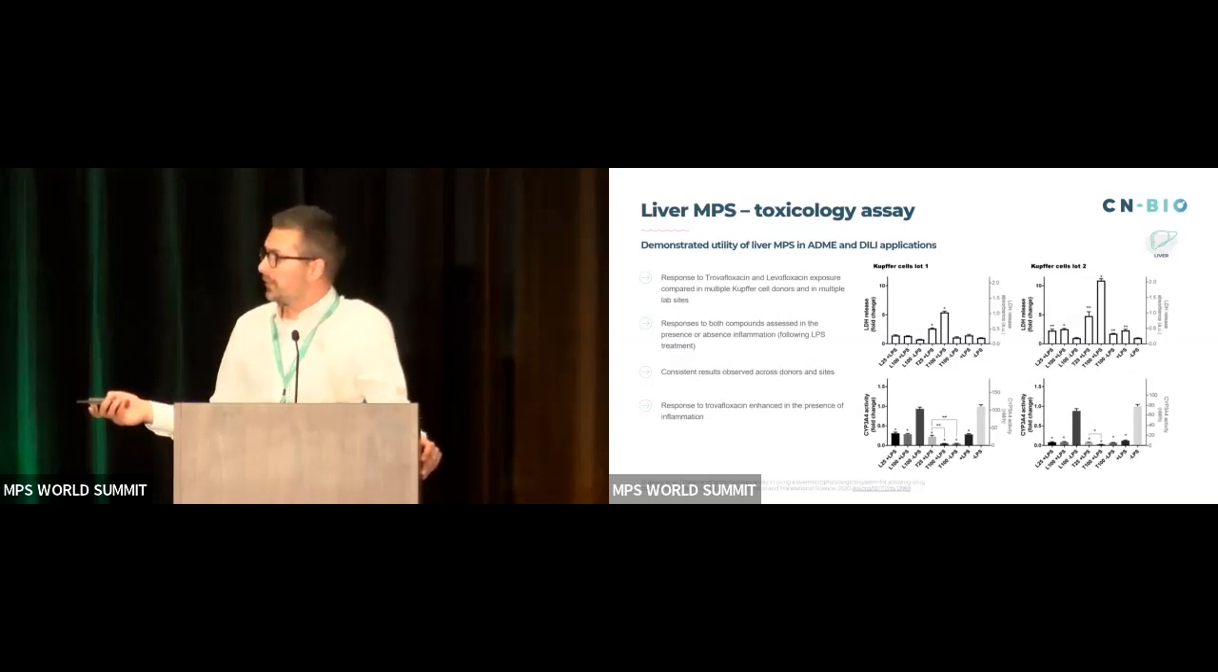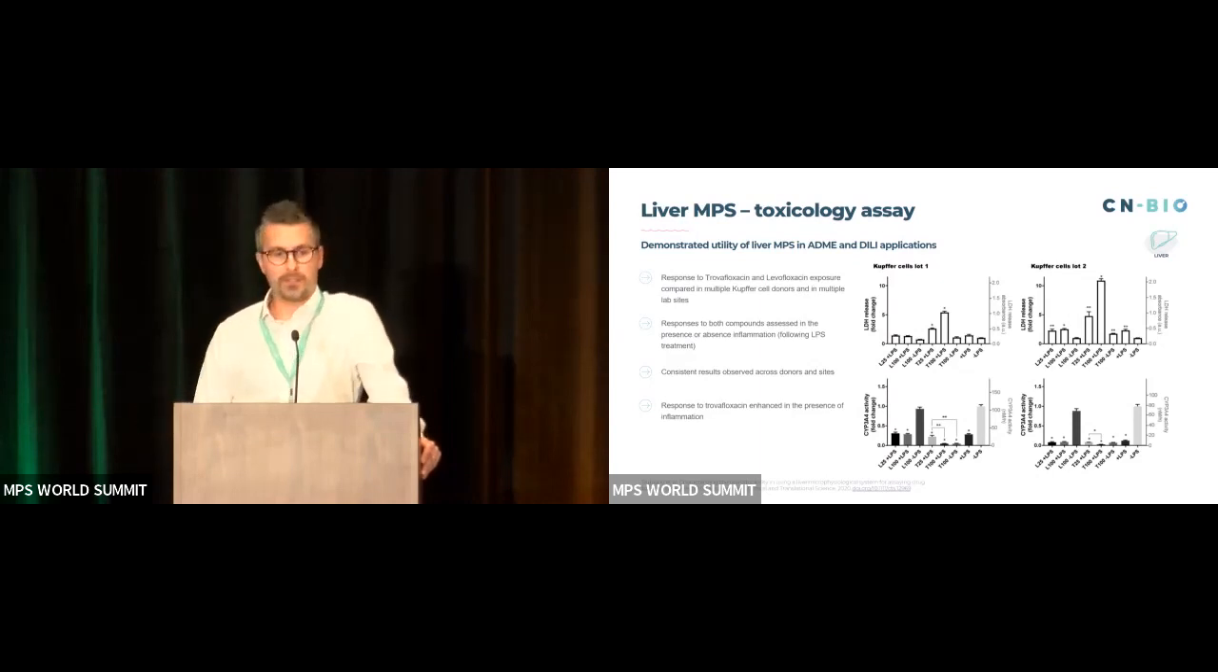And we see that the trovafloxacin causes significant DILI, so we see the release of LDH and the reduction of metabolic activity of these cells. And this was driven and enhanced in the presence of the lipopolysaccharides. So in the presence of the inflamed, damaged liver, we get much more susceptibility to DILI, and this is exactly what is seen clinically. And importantly, to really add to the reproducibility piece, this study was done with multiple lots of cells, which is key, and it was also done at multiple sites.